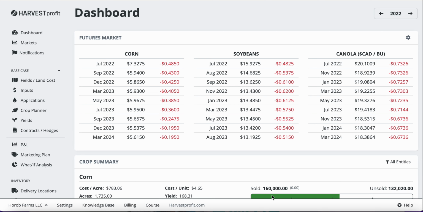Given the wild volatility in the commodity markets, I wanted to show you a somewhat underutilized feature in Harvest Profit that can help you make more confident marketing decisions in light of the roller coaster that is grain marketing. As we sit here in early July 2022, we're looking at a pretty red day in the grain markets. A few days ago, markets were all green, screaming higher. A few days before, they were falling out of bed.